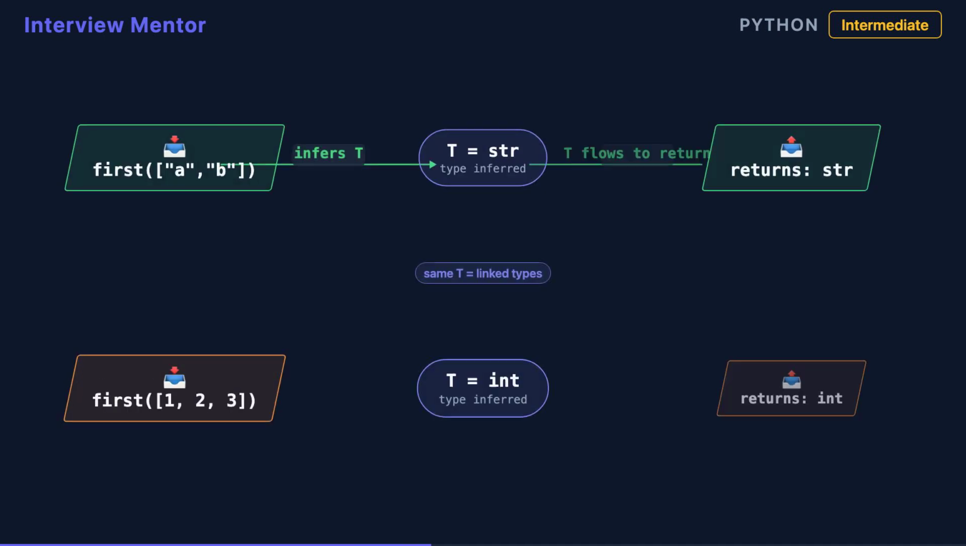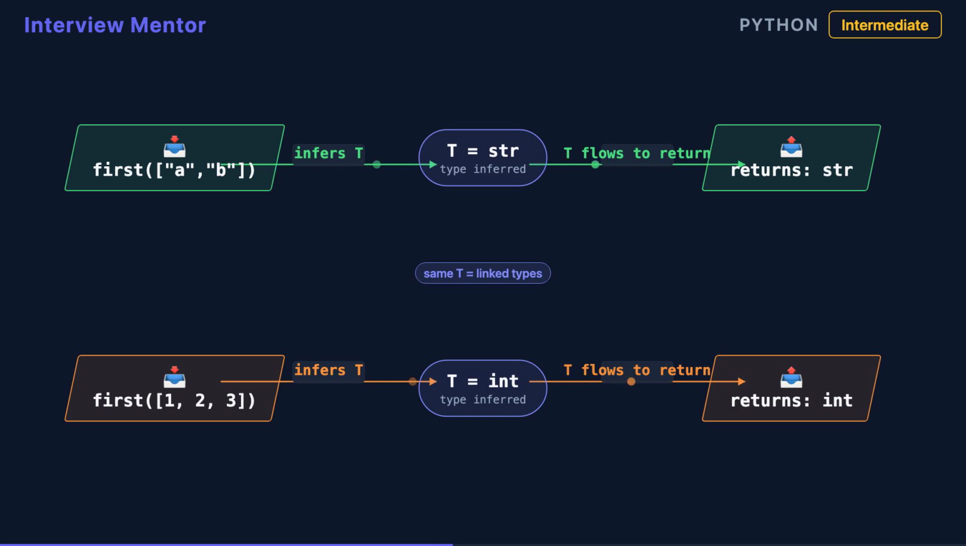This is the core insight. The same T appearing in both the parameter and the return type creates a binding. At each call site, the type checker infers what T is, and that inference flows through to the return. Input and output types are locked together. Pass strings in, you're guaranteed strings out.